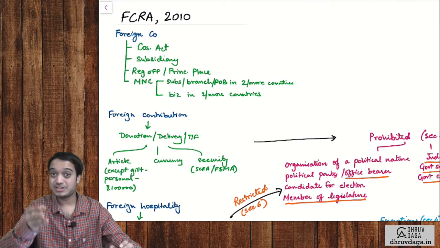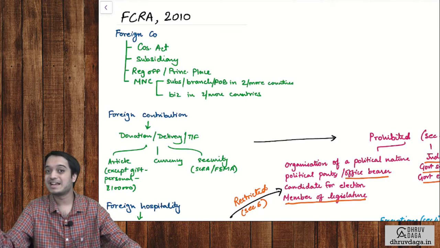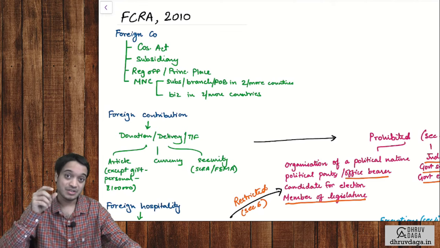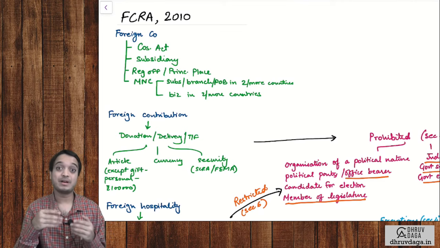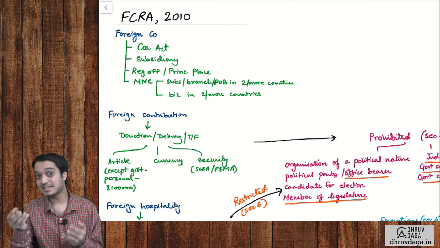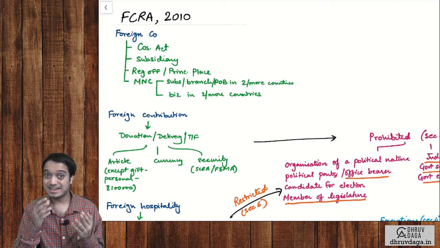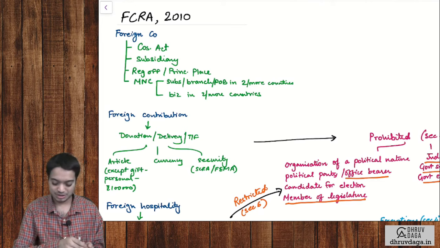Any corporation incorporated or registered outside India which has its place of business, subsidiary or branch in two or more countries, or operates otherwise in two or more countries, will be deemed to be a multinational corporation.